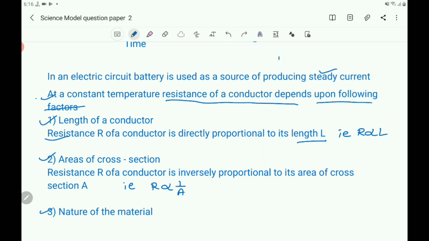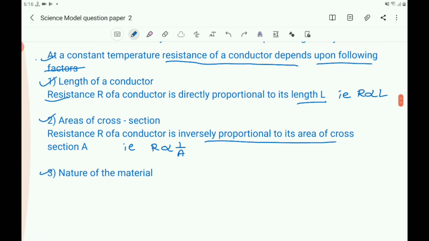And second, how it depends on area of cross section. That is, resistance R of a conductor is inversely proportional to its area of cross section. That is, R is proportional to 1 by A, or R is inversely proportional to A. Next, nature of the material. Different materials have different resistance, so it depends upon the nature of the material.